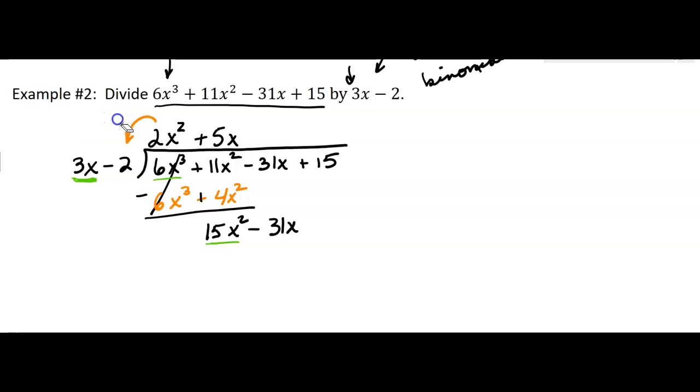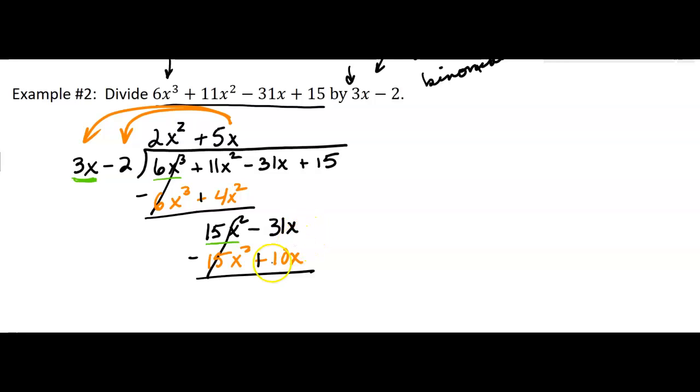Let me erase these arrows so those are out of the way. All right, let's go 5x times 3x and get 15x squared. 5x times minus 2, which is minus 10x. Now watch, this is going to happen. Change the signs. So minus here, plus here. Don't forget that step. It's really important. And so these cancel out. Yay.